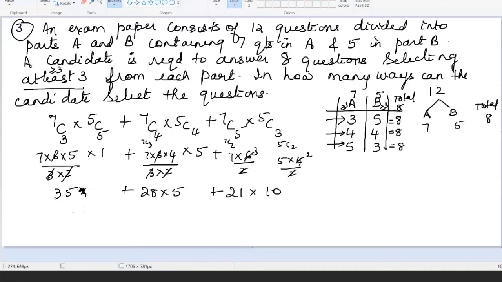So together my answer is 35 plus. Check this. For 7C4, here this should have been 5, not 4. So 7 fives are 35. So 35 into 5 is 175, plus 210. So together these are the 420 ways a candidate can select the questions. Yes.